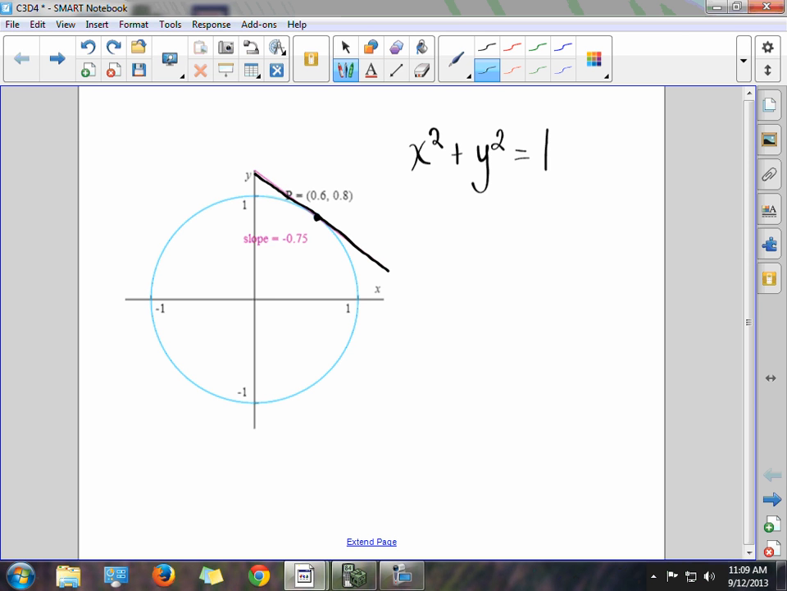I have this graph, the unit circle, and I'm really interested in finding the equation of the tangent line at the point 0.6, 0.8. I really could do it for any point that lies on the circle. But the problem is that we're used to finding derivatives only when it's solved for y, when it's a function. So we're going to talk today about some methods that will help us do that.